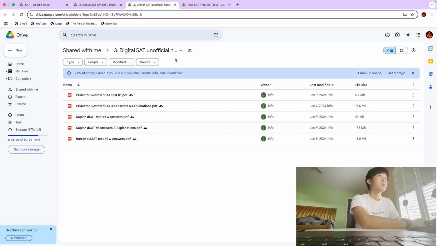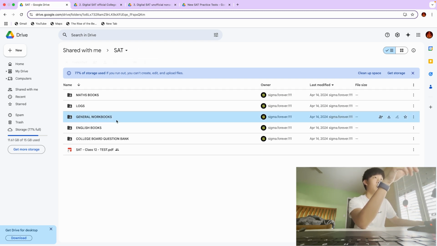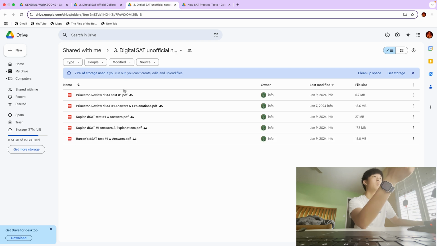And then there's the digital SAT over here. This is the one that has the Princeton Review, Kaplan, and Barron's, like I said before. I'm not sure how it compares to those books in the original Google Drive over here, these general workbooks, but I'm assuming that these are different ones. And they have the answers and explanations attached to the actual Princeton Review or Barron's full-length tests.